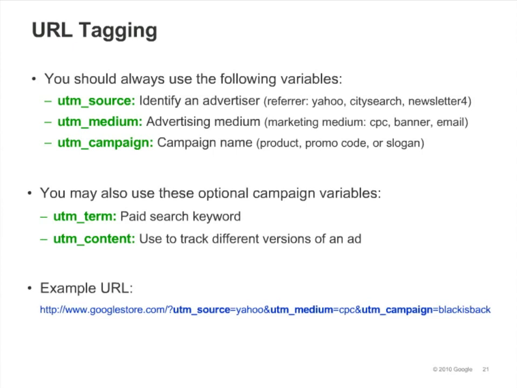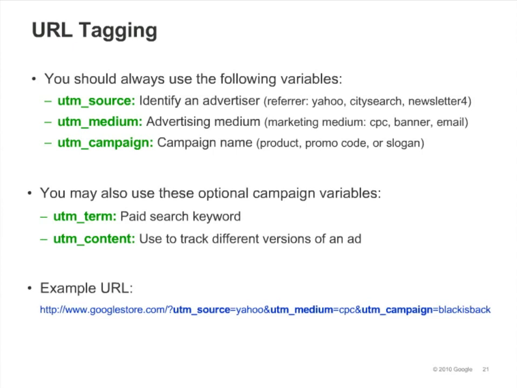You should use UTM source to identify the specific website or publication that is sending the traffic. Use UTM medium to identify the kind of advertising medium. For example, CPC for cost per click, or email for an email newsletter. Use UTM campaign to identify the name of the campaign. For example, this could be the product name, or it might be a slogan. You should always use these 3 variables when tagging a link. You can use them in any order you want.